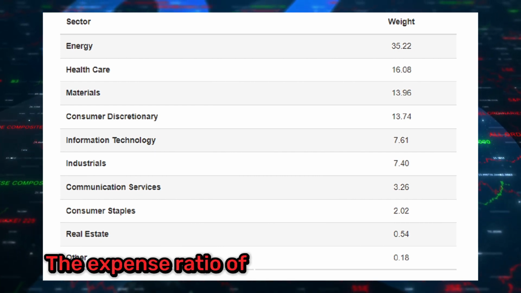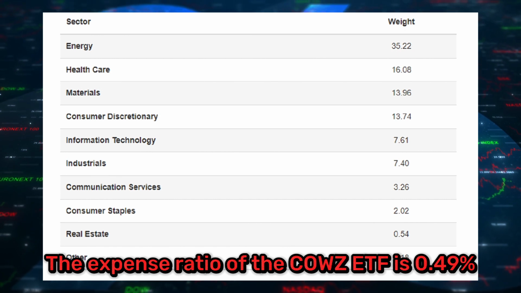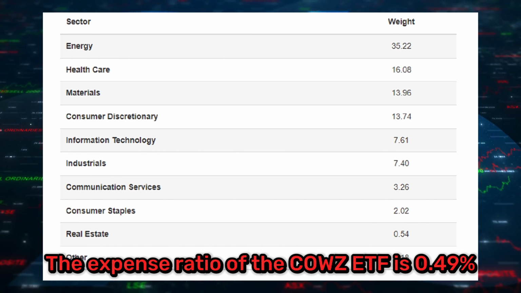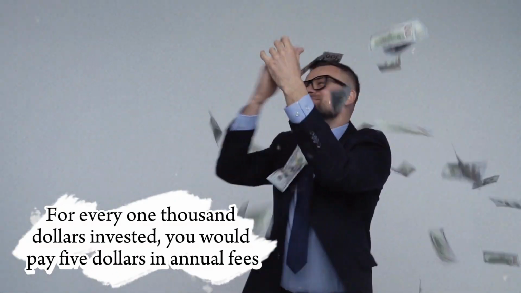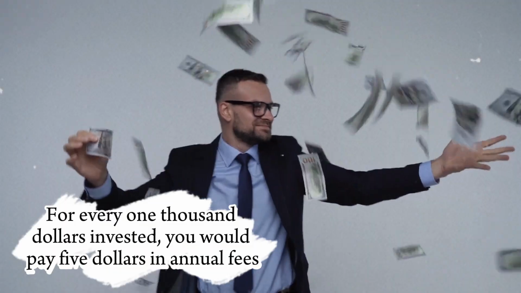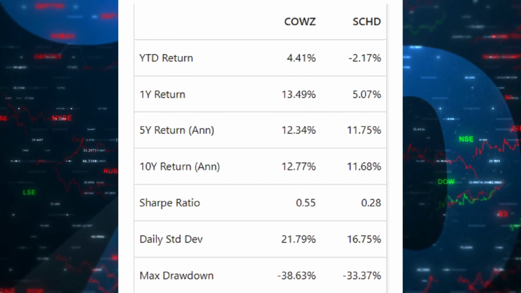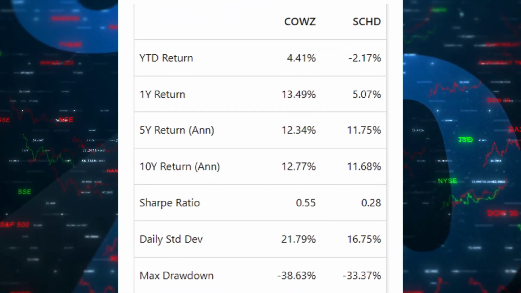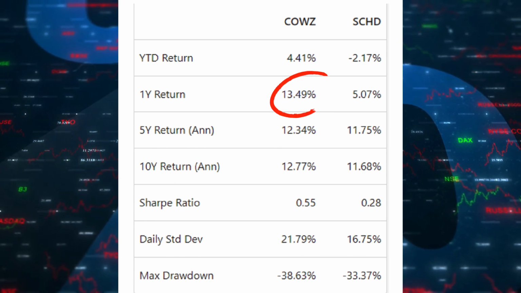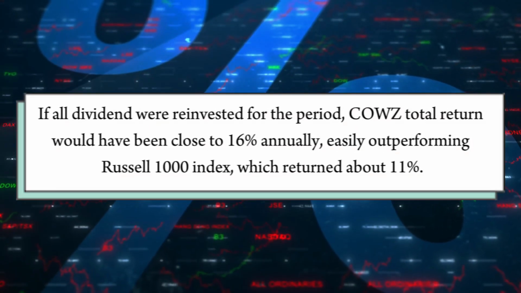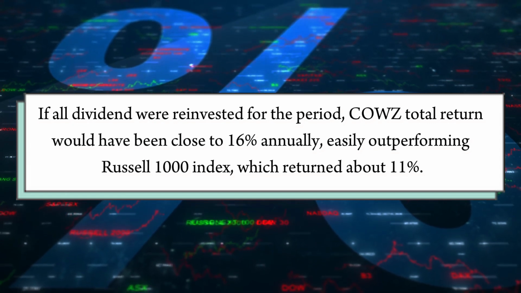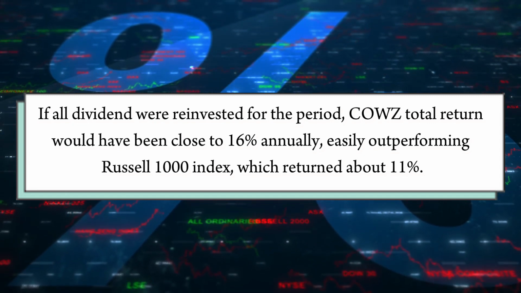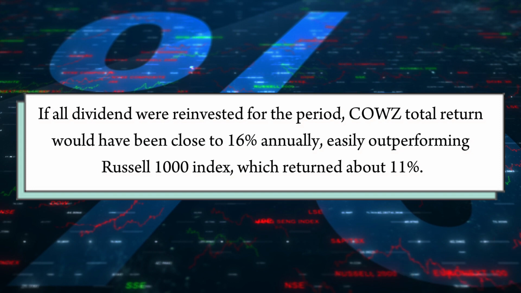The expense ratio of the COWZ ETF is 0.49%, which is reasonable given the active stock selection process. This means that for every $1,000 invested, you would pay about $5 in annual fees. Since its inception in 2016, COWZ has returned an average of 13% annually. If all dividends were reinvested for the period, COWZ's total return would have been close to 16% annually, easily outperforming Russell 1000 Index, which returned about 11%.